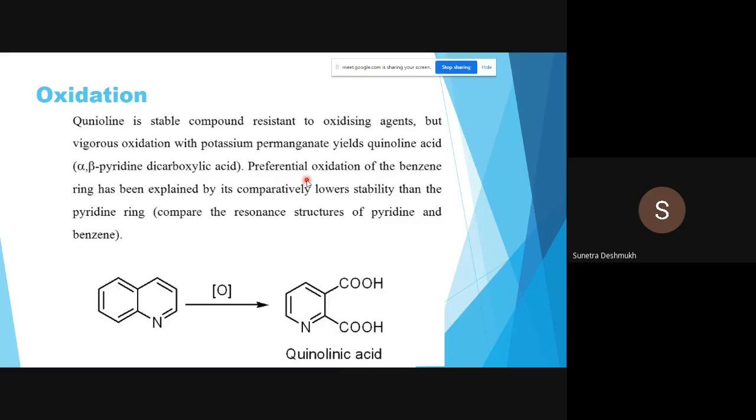Preferential oxidation of the benzene ring is explained by its comparatively lower stability than the pyridine ring. The stability of the benzenoid ring is less than that of the pyridine ring. That's why the benzenoid ring is getting oxidized, and we get this pyridine alpha-beta dicarboxylic acid.